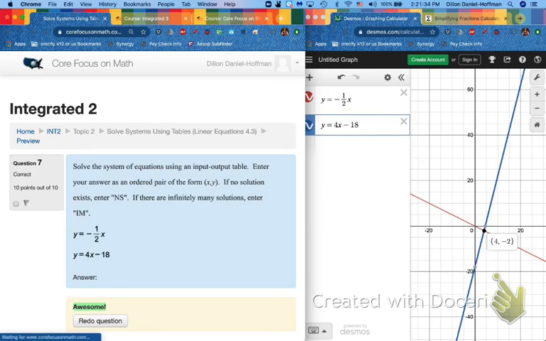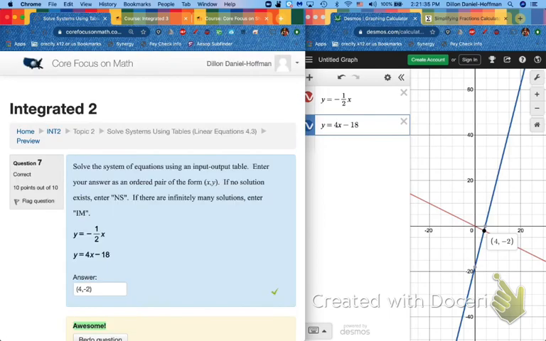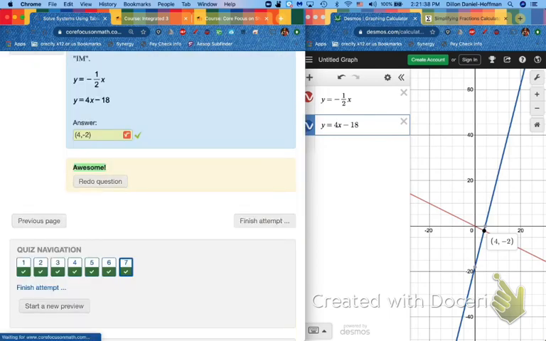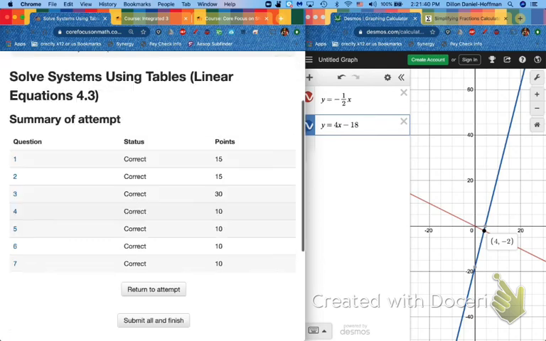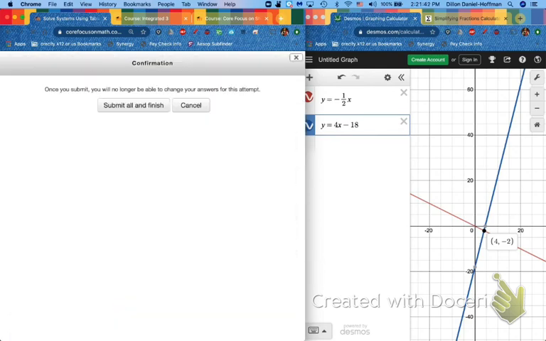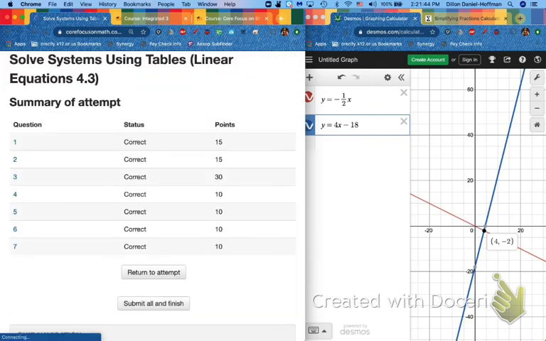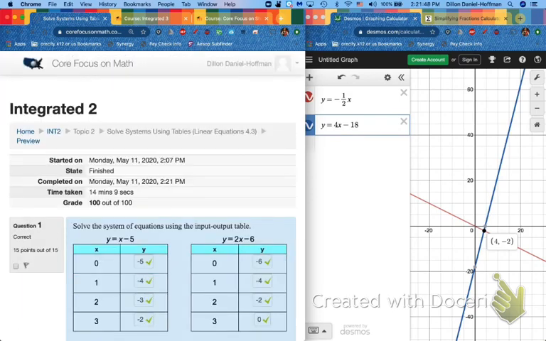Okay, 7 problems done. 3 with tables, 4 with graphs. They come by land, they come by sea. We come by tables, we come by graphs. And there you have it. Okay.